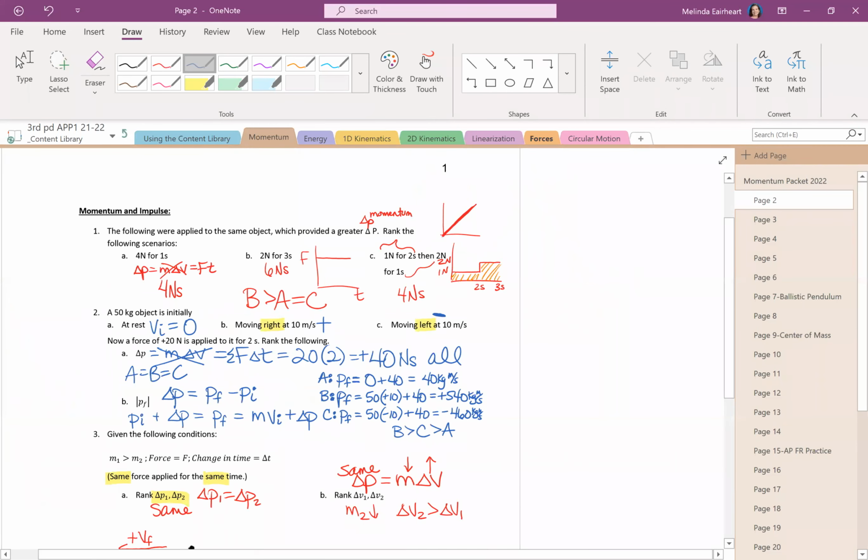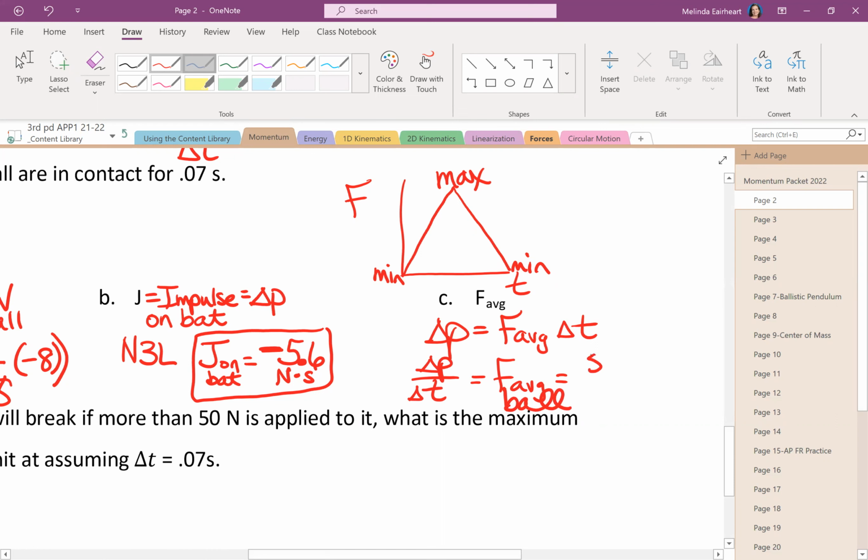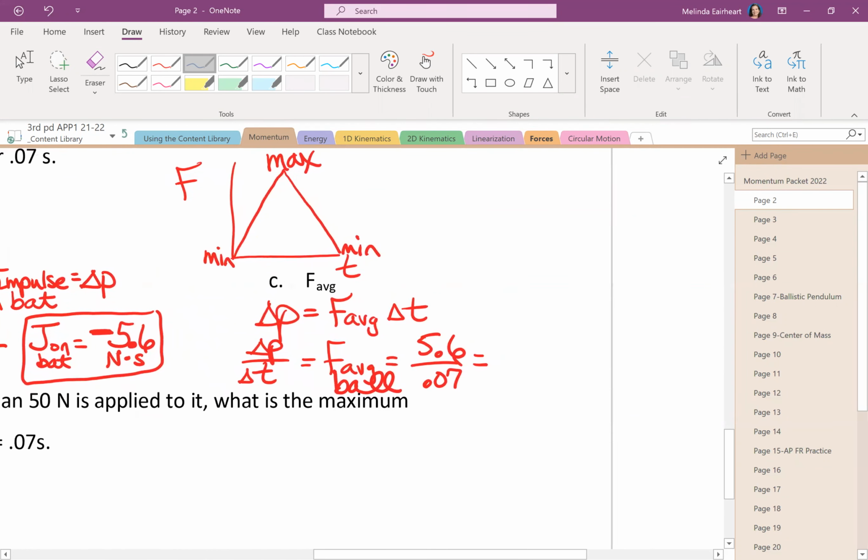Now, there's no graph. We're just going to do a basic solve. Now that we know the impulse, and we know the time, how are we going to find the average force? Well, we divide both sides by time. And so F average would be that momentum change divided by time. And so if we look at, they don't say bat or ball, so it's just a sign change, right? I'll keep with the positive. We'll do the ball. Average force on the ball. And so 5.6 divided by 0.07. Work that out. Let me know what you get.